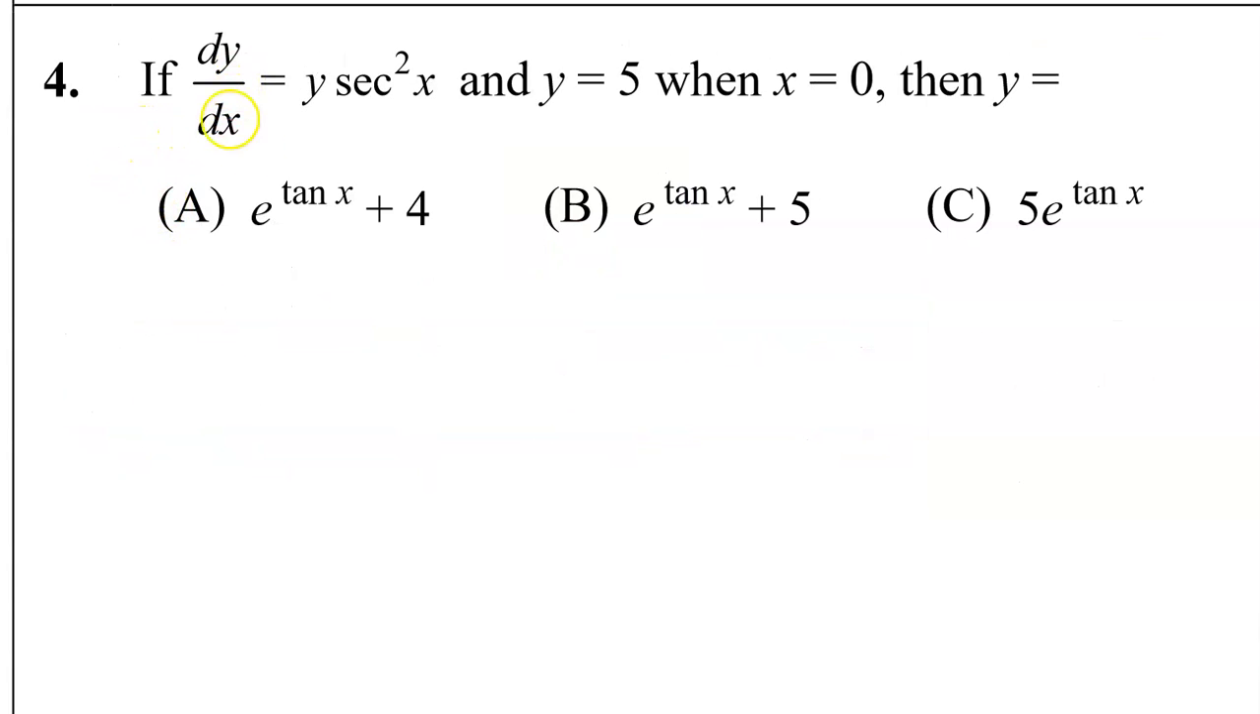Number 4, if dy dx equals y times secant squared x and y equals 5 when x equals 0, then y equals which of these?